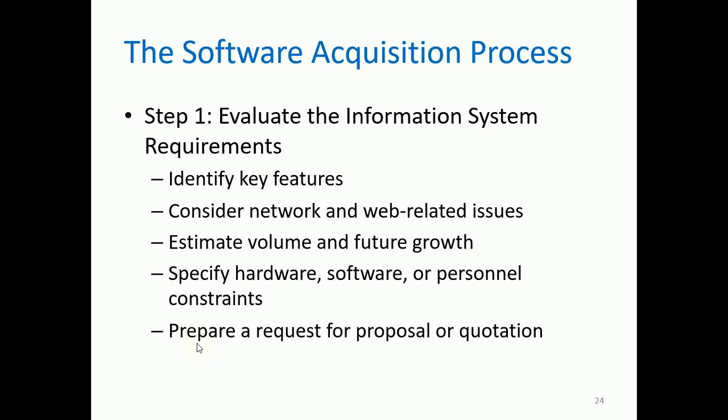Okay, next we have the software acquisition process. This is the first step: evaluate the information system requirements. For evaluating the IS requirements, you have to identify the key features. Consider network and web-related issues. For example, whether your information system would be web-based or traditional, but it needs a network or internet. And then estimate volume and future growth, and specify hardware, software, or personnel constraints. And then prepare a request for proposal or quotation.